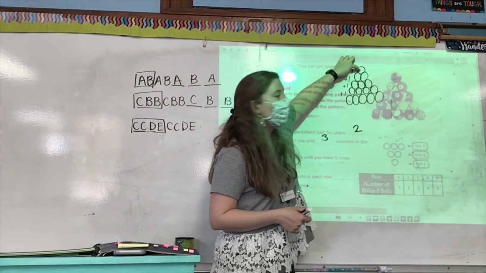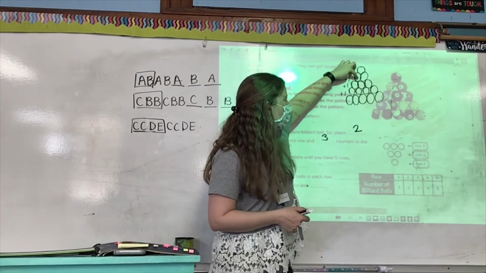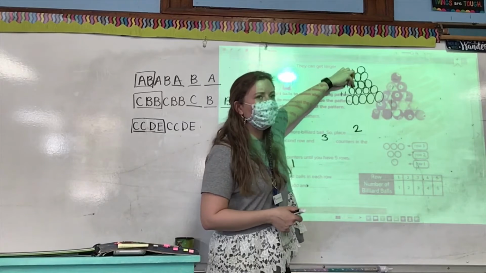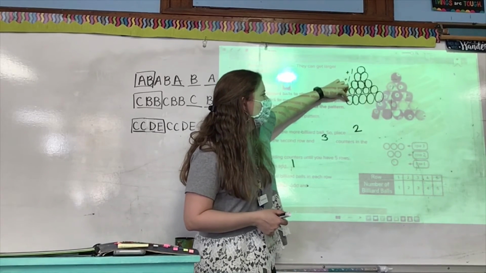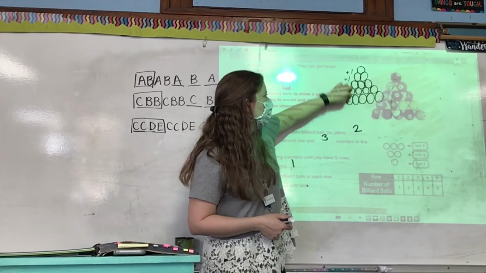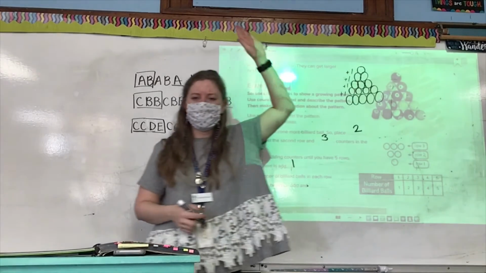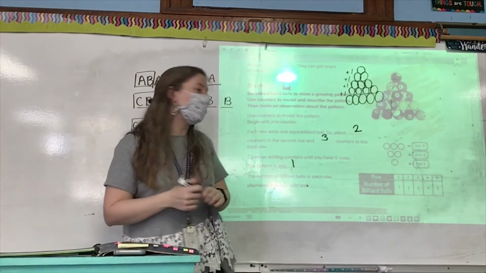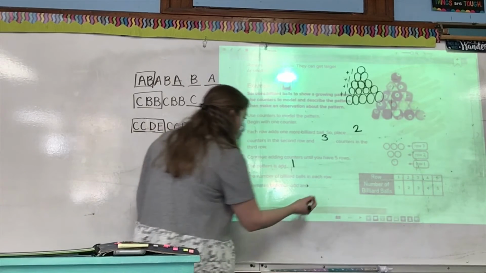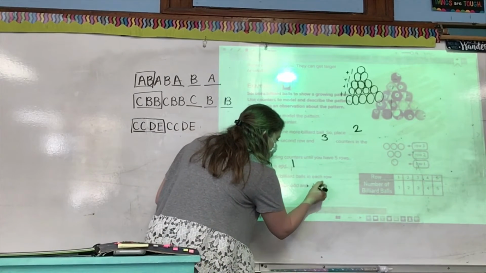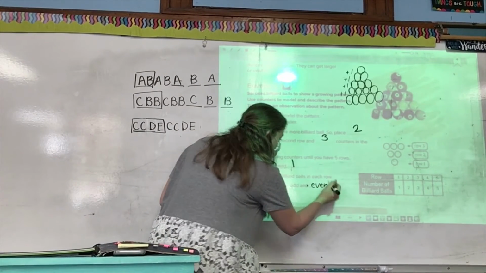So here we have an odd number 1, then we have 2, we have an odd number 3, then we have 4, we have an odd number 5. Well, what are 2 and 4, class? Even. So the number of billiard balls in each row alternates between odd and even.